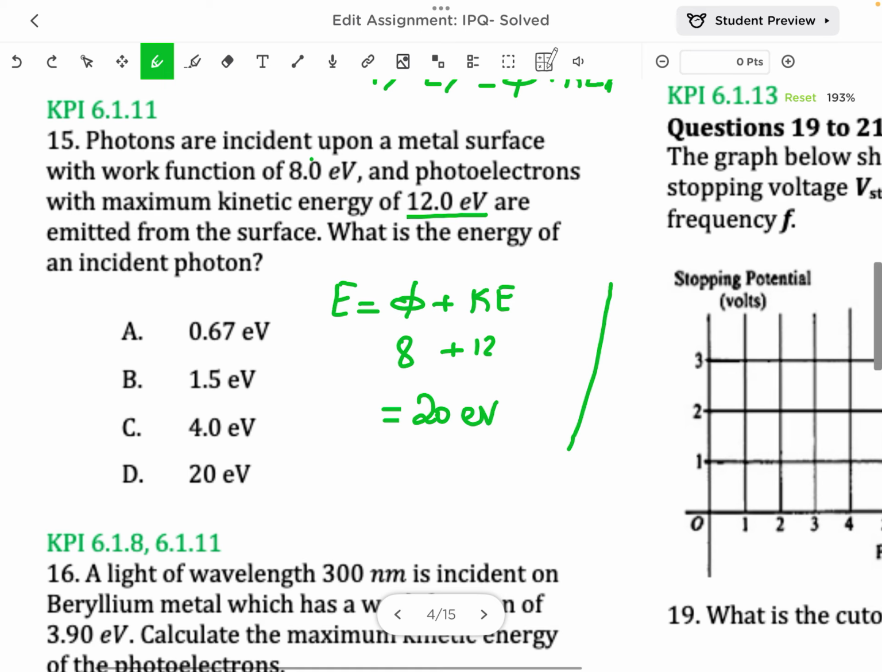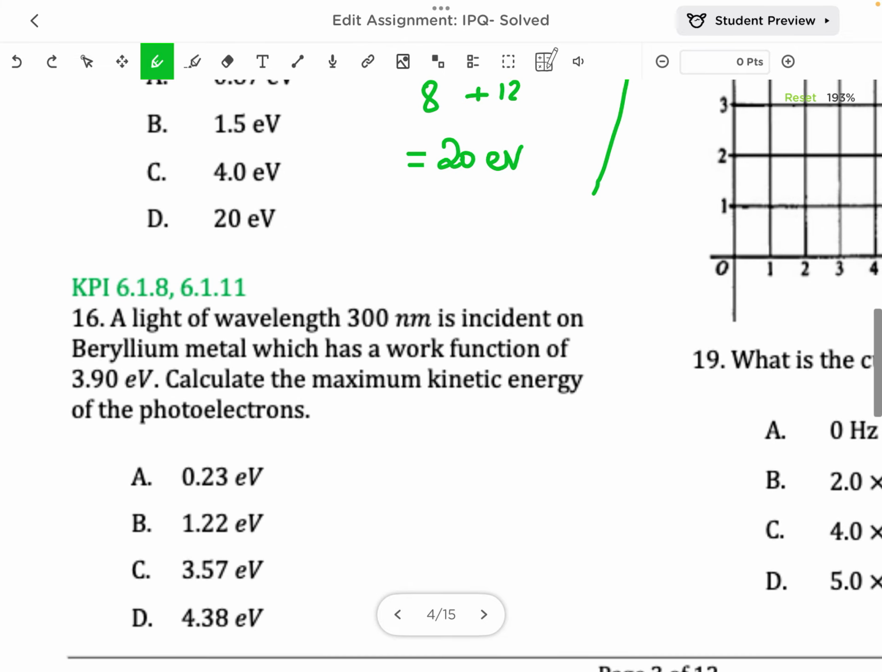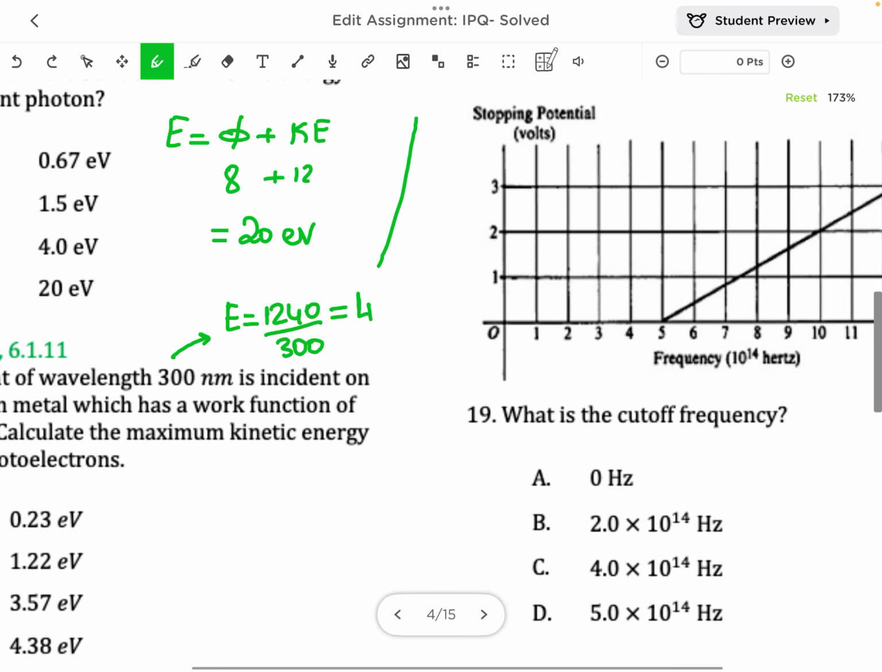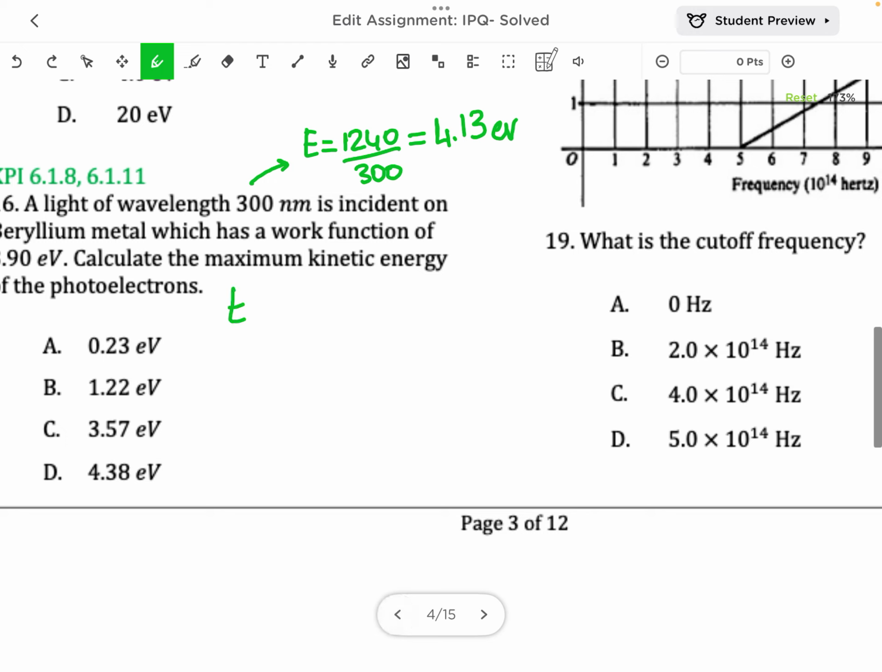Light of wavelength 300 is incident on beryllium metal that has a work function of 3.9. Calculate the maximum kinetic energy. So from this wavelength, I will find the energy, which is 1240 divided by 300. Previously, I had it equal to 4.13 in eV. So the energy is the work function plus kinetic energy. Given the energy, the work function is 3.9 plus the kinetic energy. The kinetic energy is only 0.23 eV.